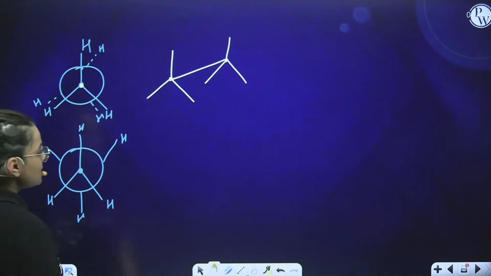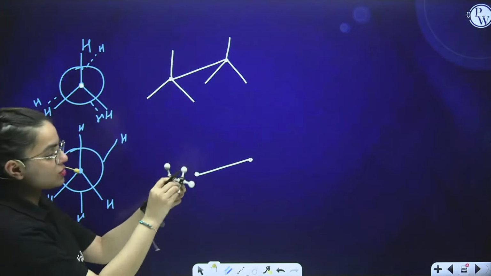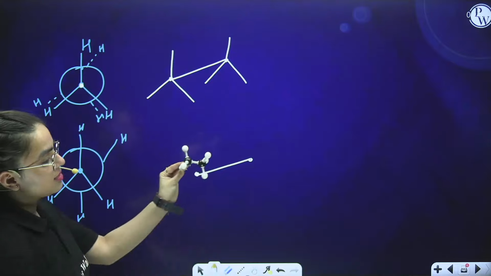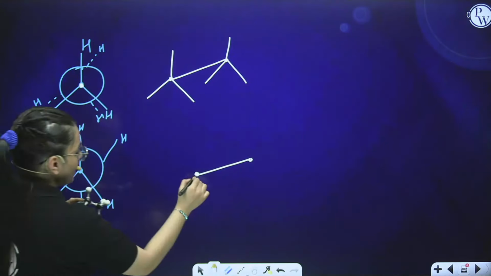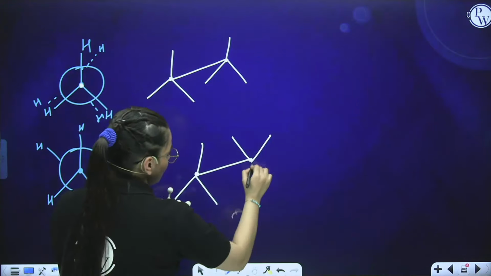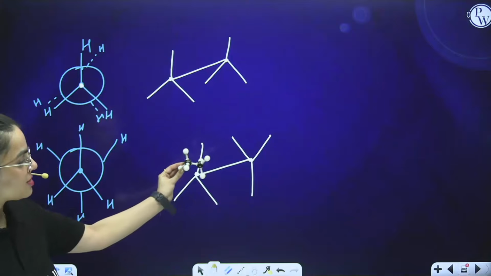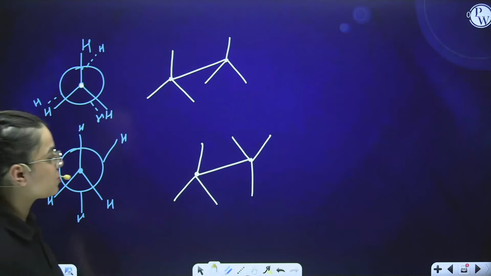Now to make the staggered one, again this is my first carbon, this is my second carbon. It looks like this. Kindly see this. Now again, the front one has an opposite Y and the backward one has a Y shape like this. So it is the staggered form. Okay, that is the sawhorse projection formula.